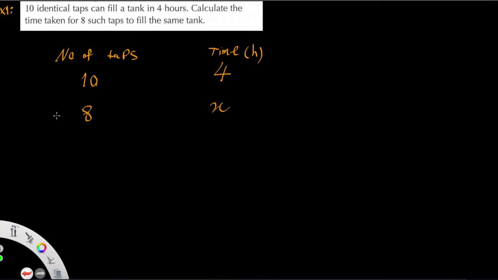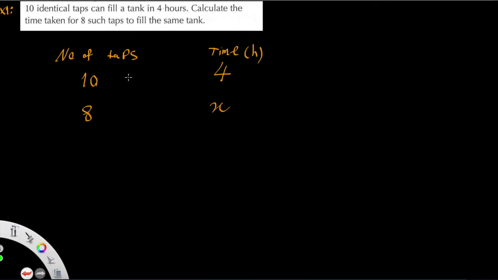Now we should decide the relation between these two columns, these two factors. Number of taps and time taken. Guys, when you have more taps, does the time taken increase or decrease? Definitely decrease, because when you have more taps, it will take less time to fill the tank. So these two are inversely proportional.